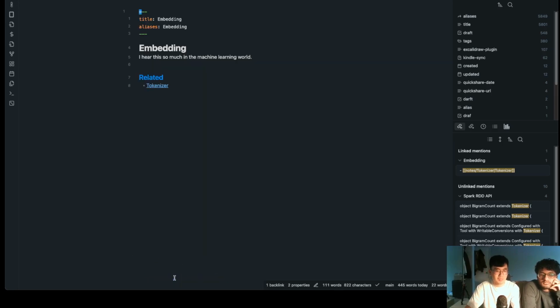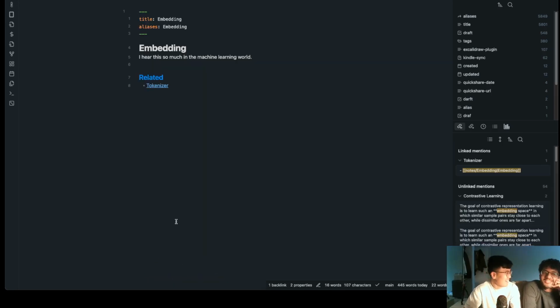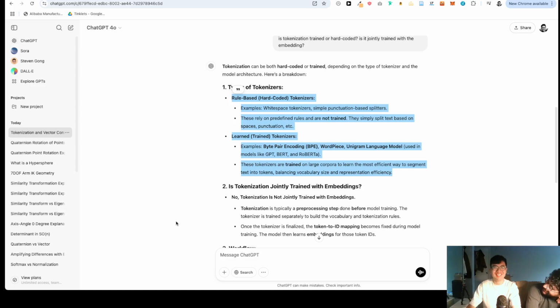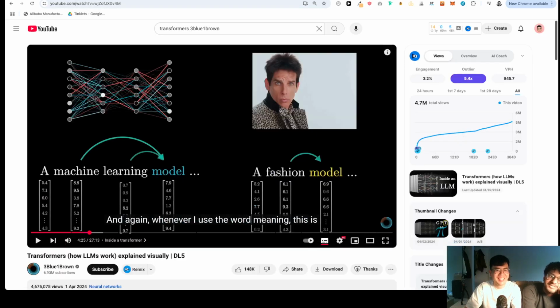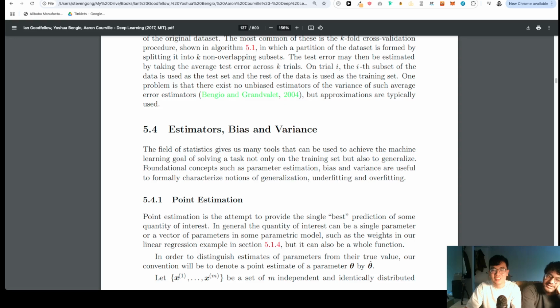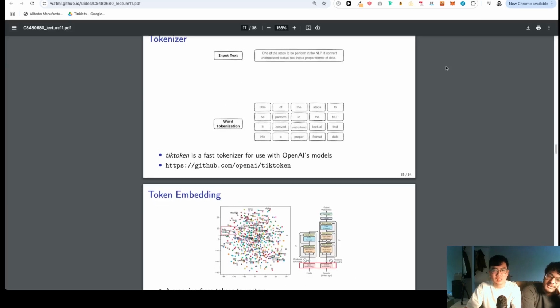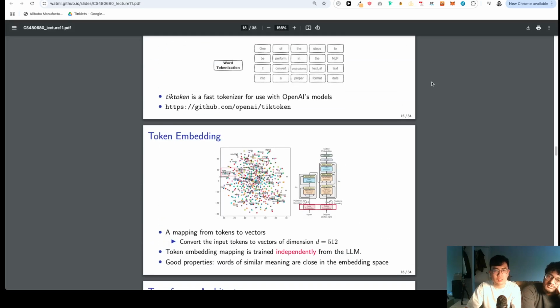Let's see how much I know about embedding. I heard so much. No. No, I don't know what an embedding is. Oh my god. What a noob. Don't worry. Dude, this guy's a noob. This guy is an absolute noob.